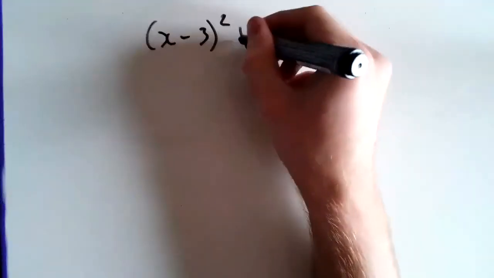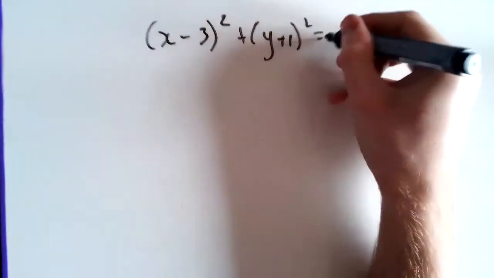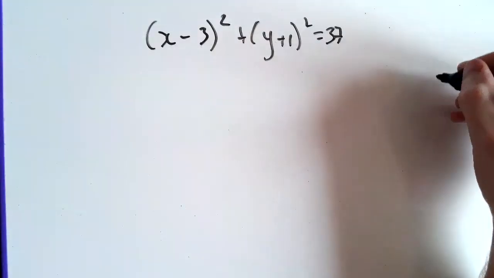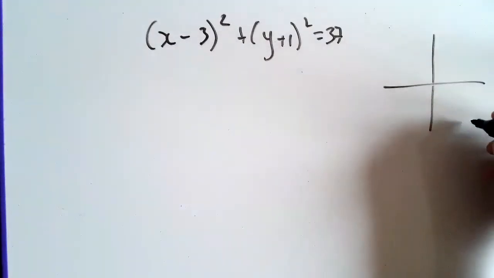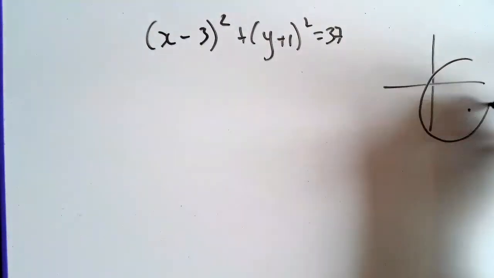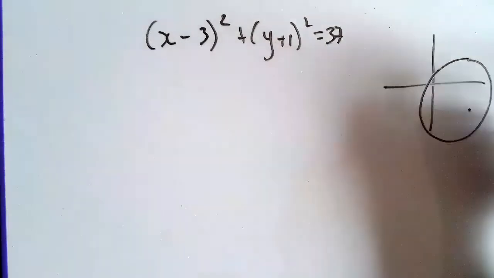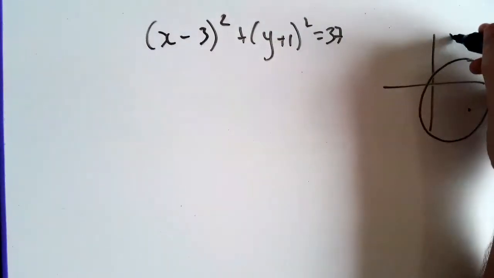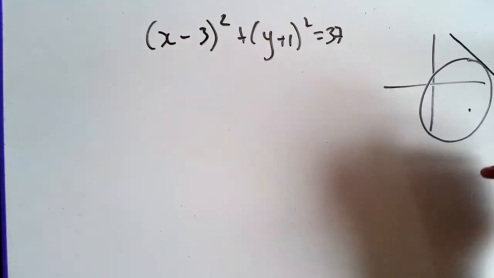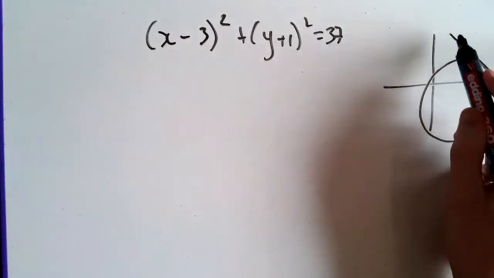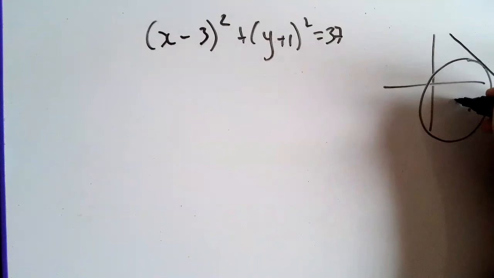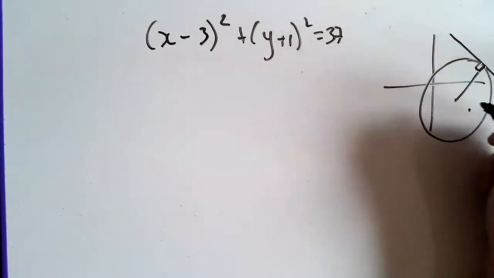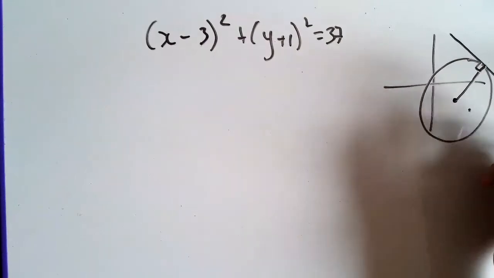Okay, fourth one, we have a circle, (x − 3)² + (y + 1)² = 37. So the center is (3, −1), so somewhere here, there's my circle, and I want the tangent at the point (4, 5), so somewhere there. So there's my tangent. In order to get the equation of the tangent, I need the gradient, and I know that the tangent is perpendicular to the radius. So I need to get the gradient of the radius.